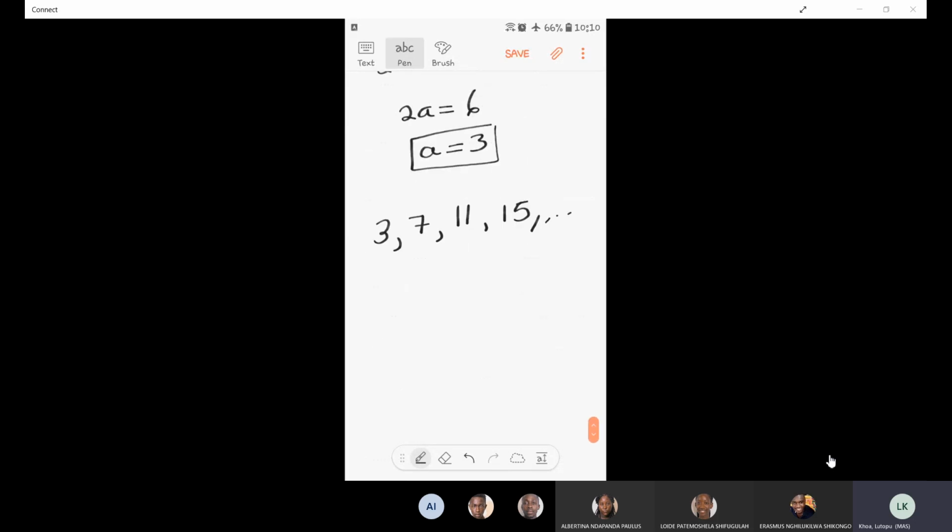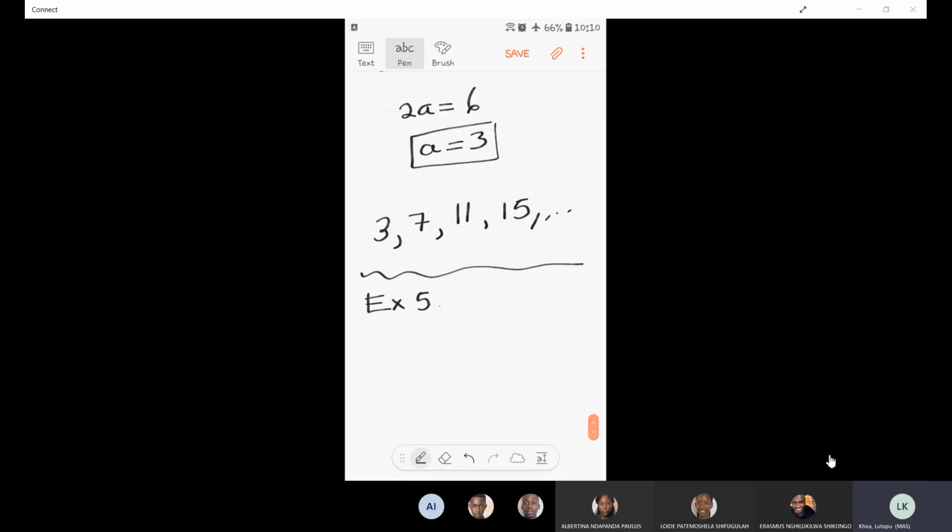Then let's look at another one. We start with the exercises now. This is exercise 5.2.2. Here we are given this series, which continues up until the 50th term. So we have to find the sum of the first 50 terms in this series.